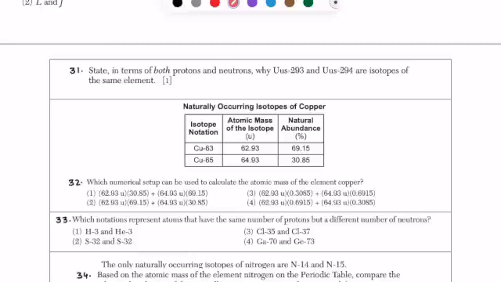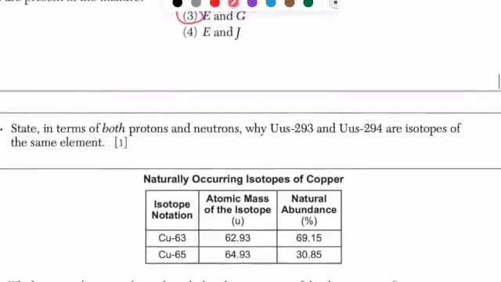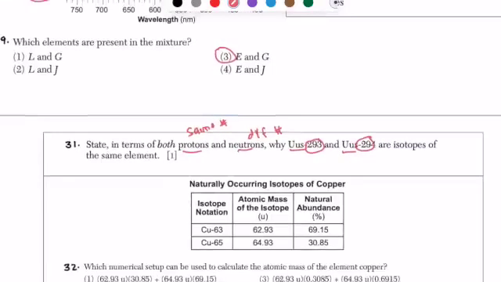So state in terms of both protons and neutrons why UUS-293 and UUS-294 are isotopes of the same element. We know they are the same element because they have the same number of protons. So for your answer, you'll say they have the same number of protons, and we know that they are different isotopes because they have a different mass, which means they have a different number of neutrons. So you'll just say these atoms have the same number of protons, different number of neutrons.